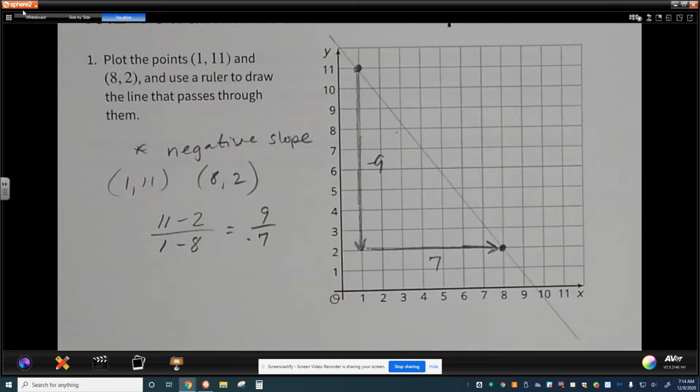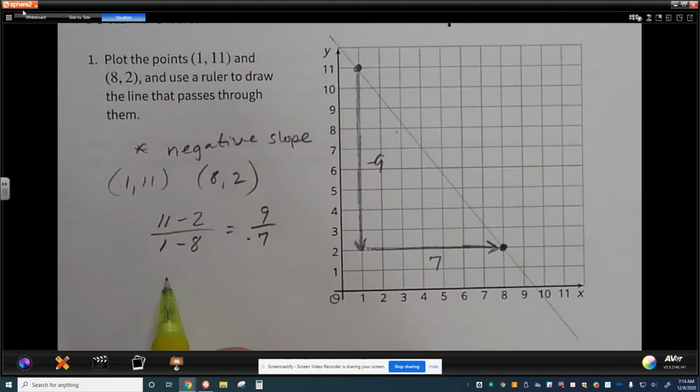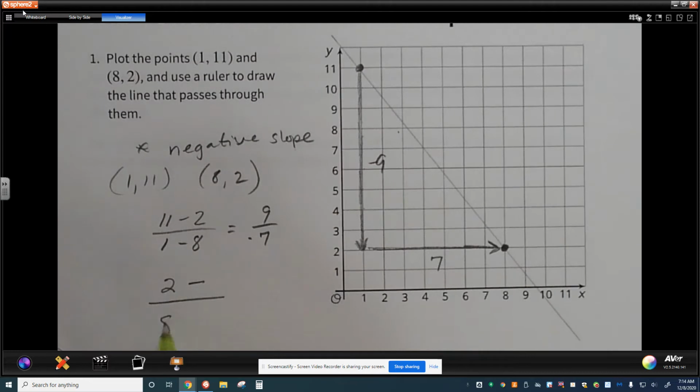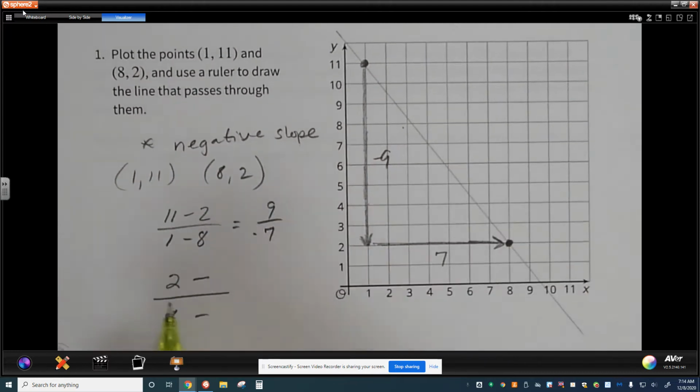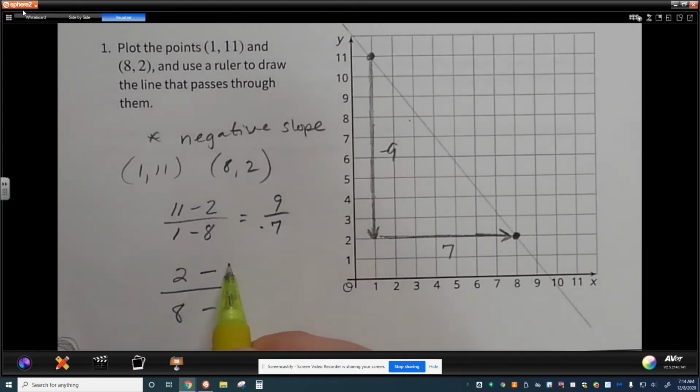Now for me, the way I like to do this every single time, I actually like to take the second point that I see when I'm working left to right, and I like to use that one as the first ordered pair that I use. So when I do that, I like to take it like this. I do 2 minus, and then 8 minus. So I take that ordered pair, it's the first thing that I list, and then I take the second ordered pair and I subtract the y coordinate and then I subtract the x coordinate.